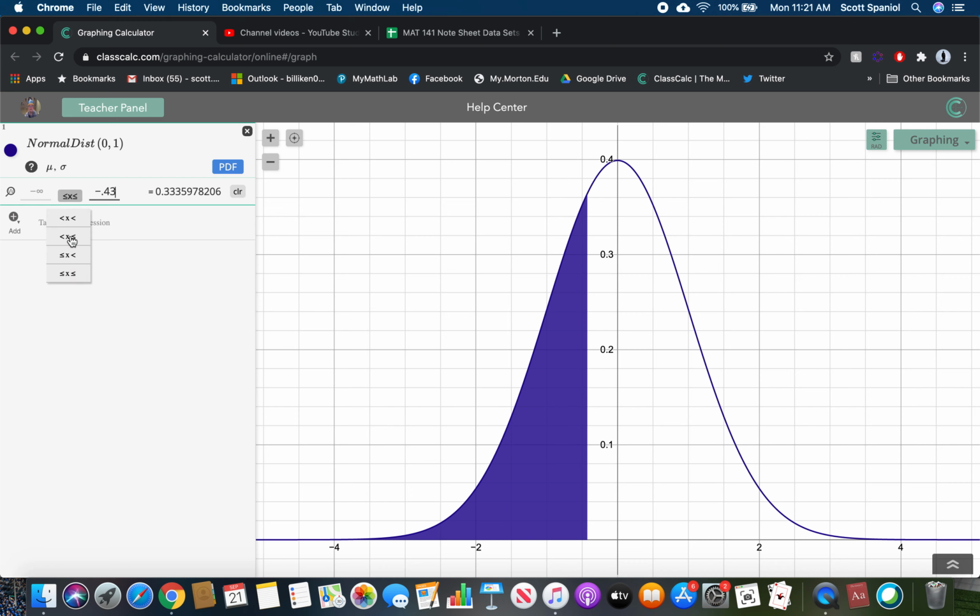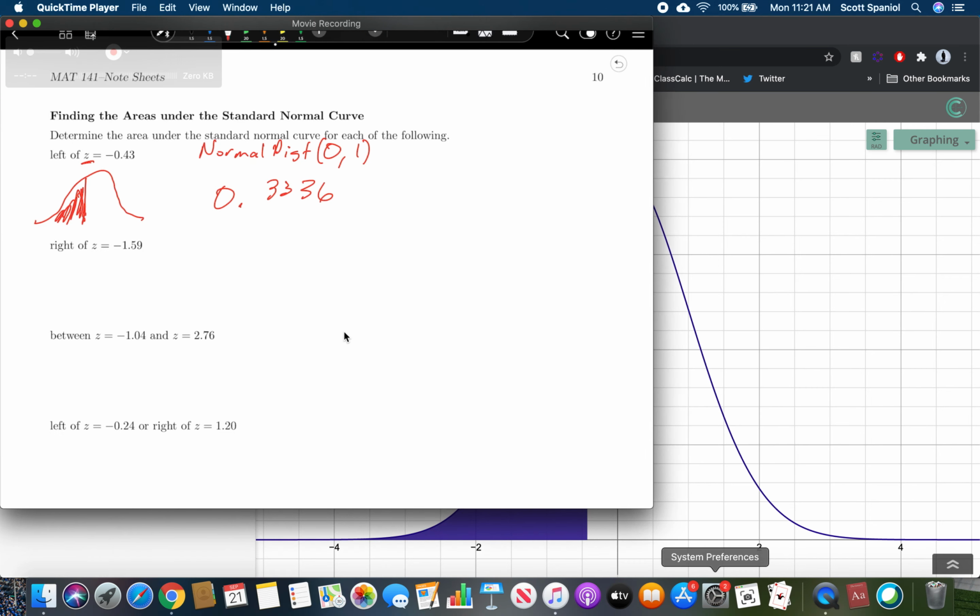And if you wanted to, you could change these to be less than or equal to, but it's not going to change our answer in this case. Notice, which is something I guess I just learned about this, that you could use that in the previous chapter to do less than or equal to. But anyway, in this case, we get an area of 0.3336.